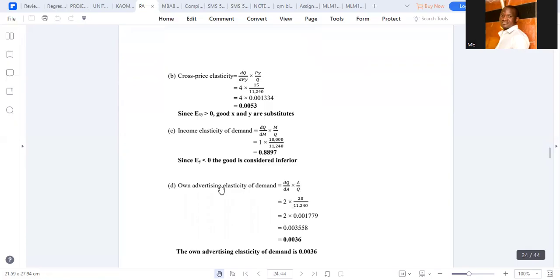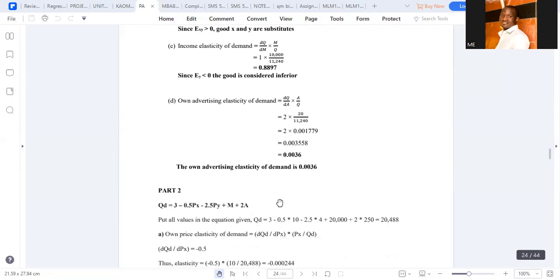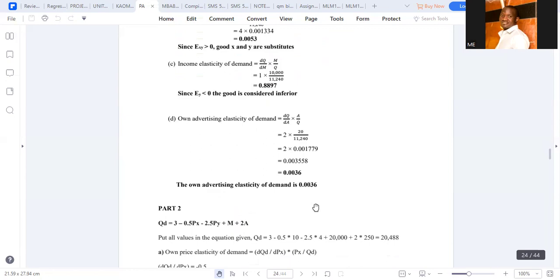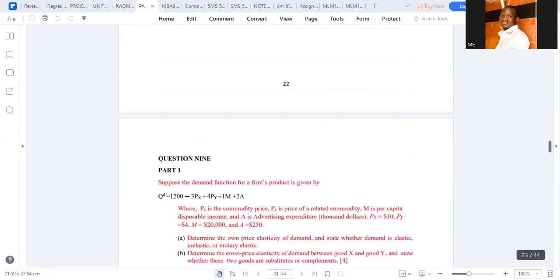Then advertising elasticity, the gradient for advertising, actual advertising in that, we're going to get 0.03. So it means demand is inelastic. It's very insensitive. So basically, that's what you're being tested to calculate here. Have we followed?